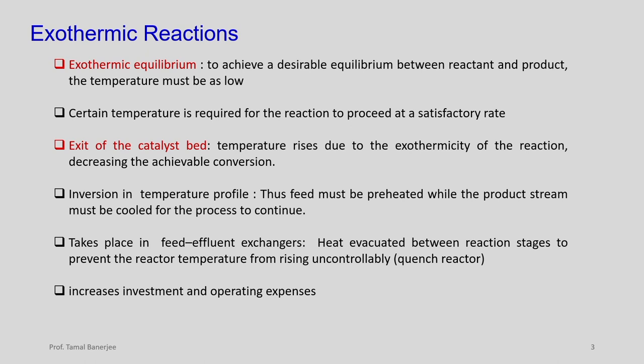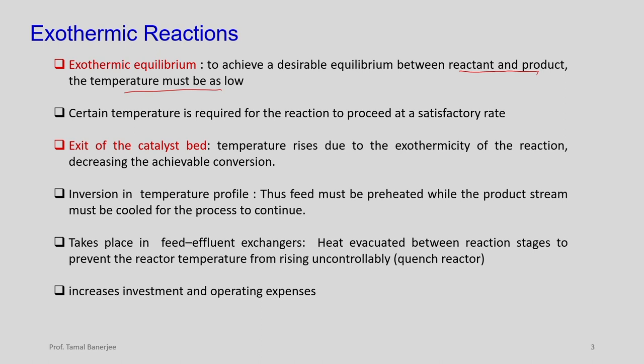We have seen that in an exothermic equilibrium, to achieve a desirable equilibrium between reactant and product, the temperature must be low. Let me repeat. In any reaction, two processes are involved: thermodynamic control and reaction rate control. Thermodynamically, we can always find the conversion, that is, how the reactants and products should be in equilibrium with each other. It depends on the temperature. As you increase the temperature in an exothermic reaction, the conversion decreases, and in an endothermic reaction, it increases.